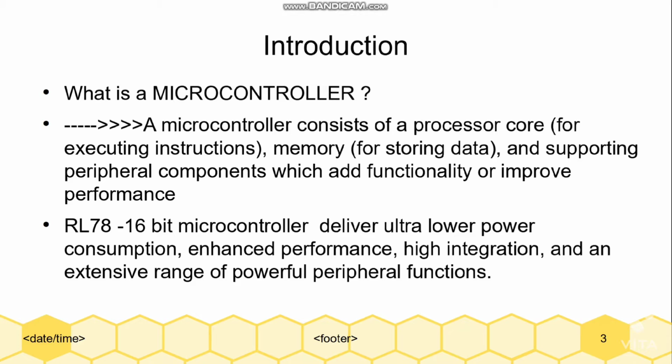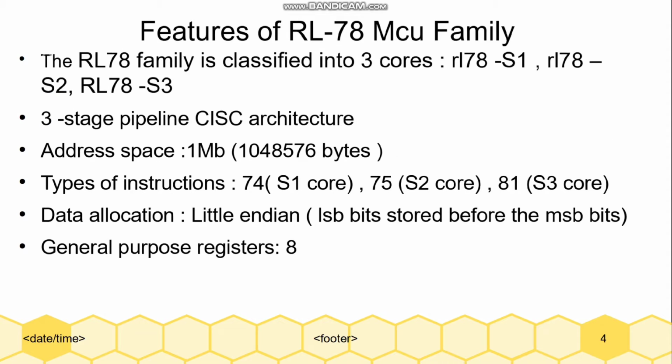Now we are going to see about the introduction. Basically, what is a microcontroller? A microcontroller consists of a processor core for executing instructions, memory for storing data, and supporting peripheral components which add functionality or improve performance. RL78 is a 16-bit microcontroller which delivers ultra-low power consumption, enhanced performance, high integration, and an extensive range of powerful peripheral functions.